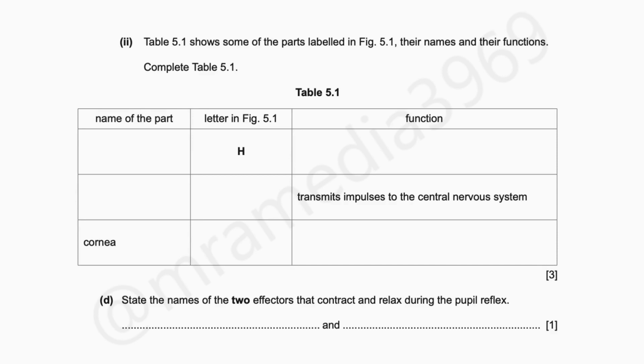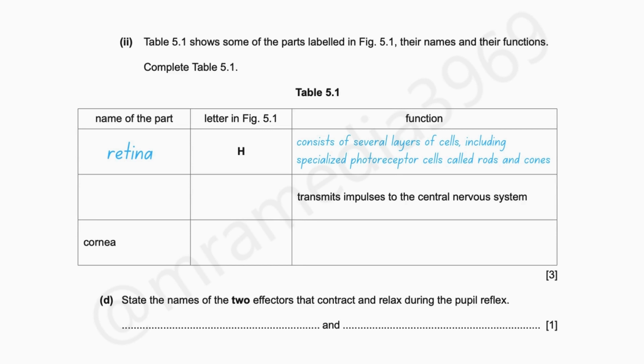Table 5.1 shows some of the parts labeled in figure 5.1, their names and their functions. Complete table 5.1. H. From the figure, we can identify that H is the retina. The retina is the light-sensitive layer of tissue lining the inner surface at the back of the eye. It consists of several layers of cells, including specialized photoreceptor cells called rods and cones, which are crucial for vision.